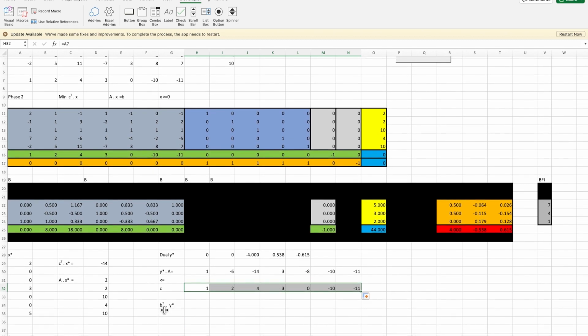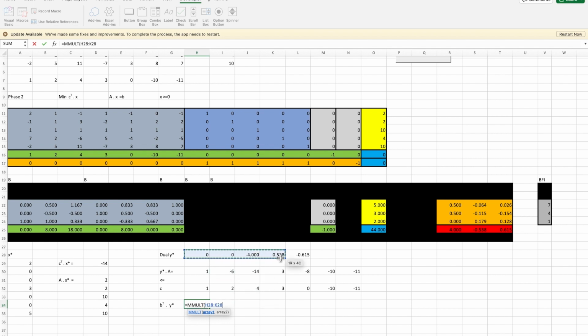And then the objective function of the dual, remember, it's B transpose y star. So I'm going to do MMULT of Y, comma, and then the B.